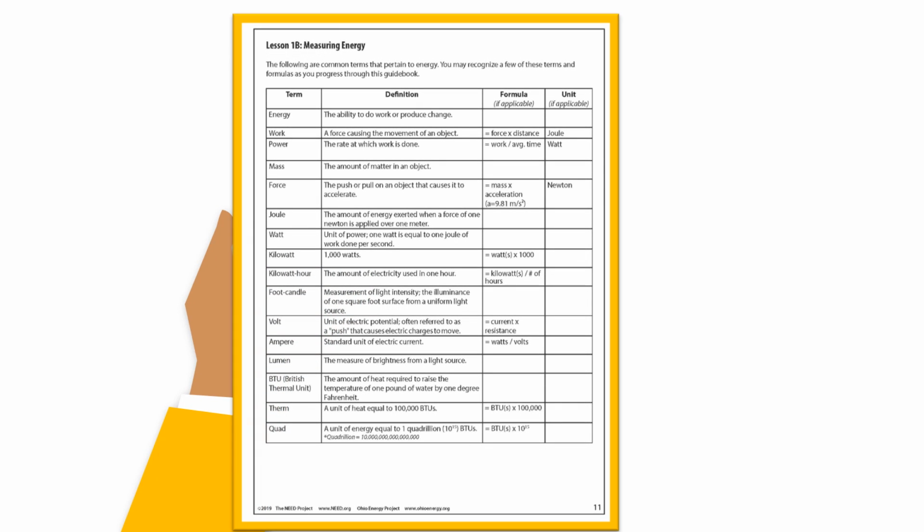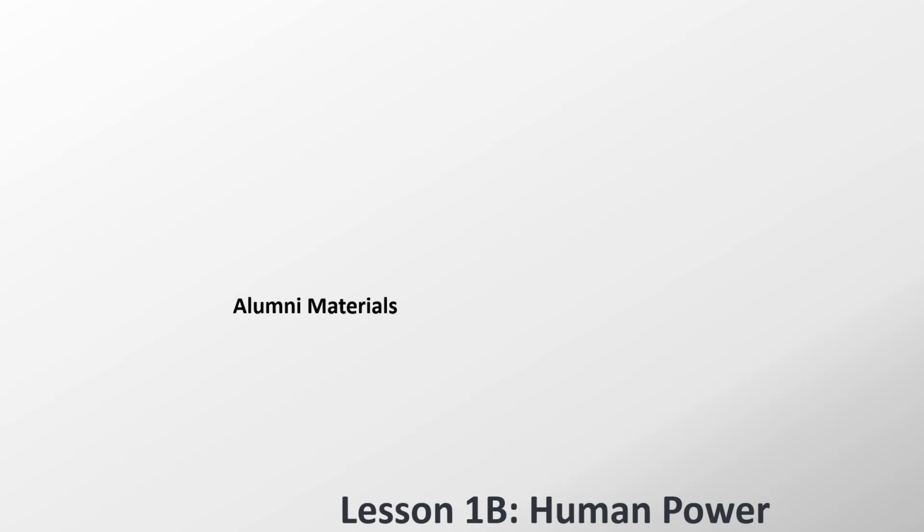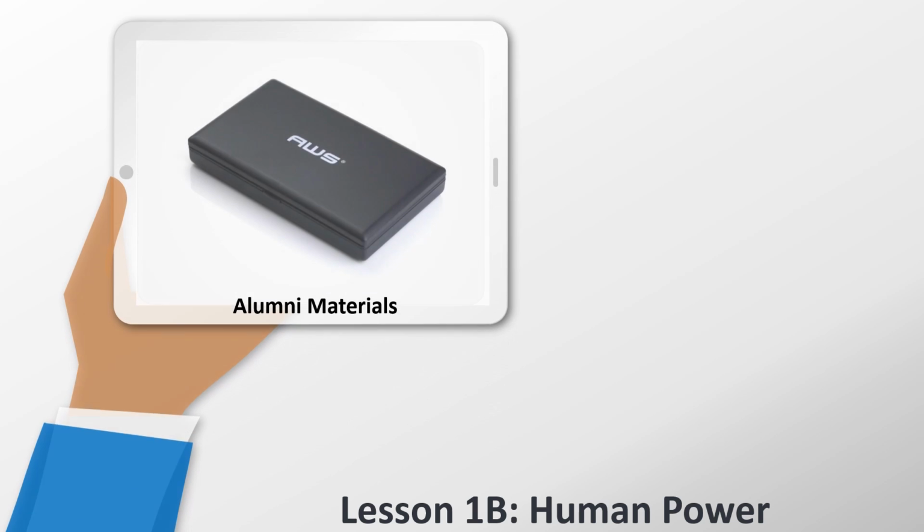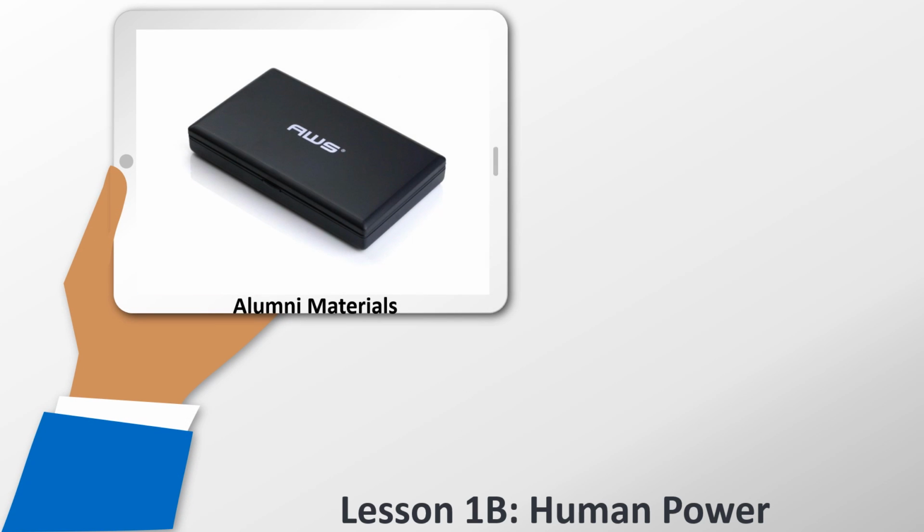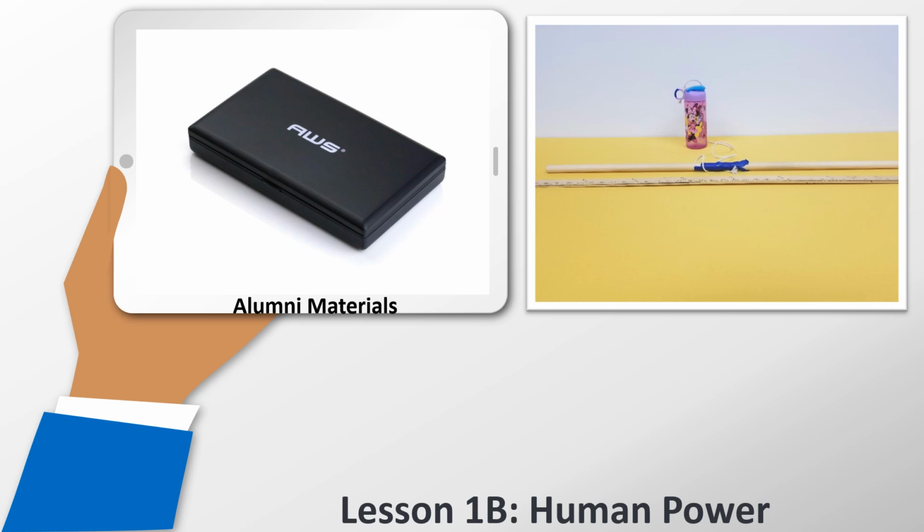In this lesson, students are provided with the term, definition, formula, and unit of measure. You will also find another activity in Lesson 1B called Human Power. Students will explore how work and power are important energy concepts. In your alumni teaching materials, you will find a digital scale. To complete this lesson, students will need a stopwatch, a 1 to 2 liter bottle filled with water, a meter stick, a pole or 1-inch dowel rod, and a thin rope.